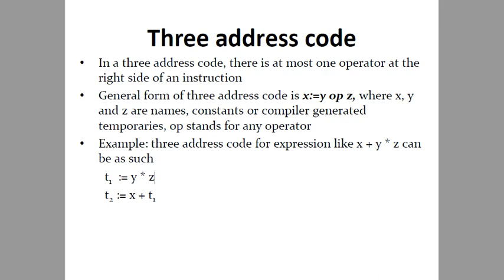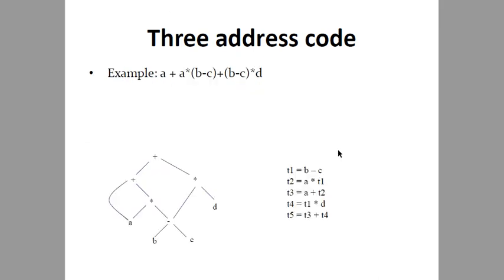Let's continue with one more example of 3-address code. For the previous example, I had shown you this particular DAG. For this example, what will the 3-address code be? If we consider the DAG as the corresponding representation, the 3-address code will be as such. B minus C is evaluated over here only one time. You could do a syntax tree also, you could do a DAG also.